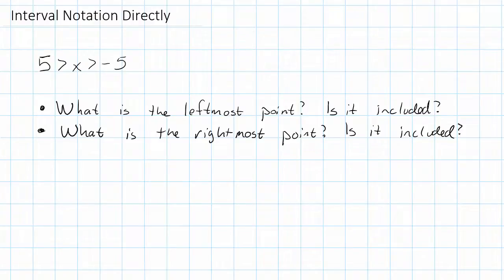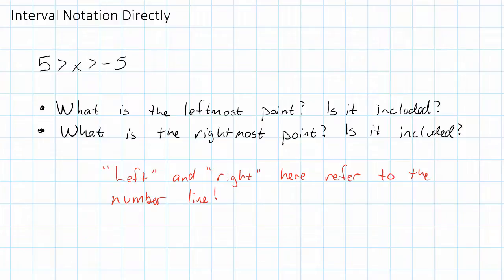But beware! The left and right here refer to the number line, not necessarily to the inequality that we've written out. So if we were to write 5, -5 here, that would be completely wrong. Because you're telling me that 5 is the smallest number and -5 is the biggest number. That doesn't make any sense.